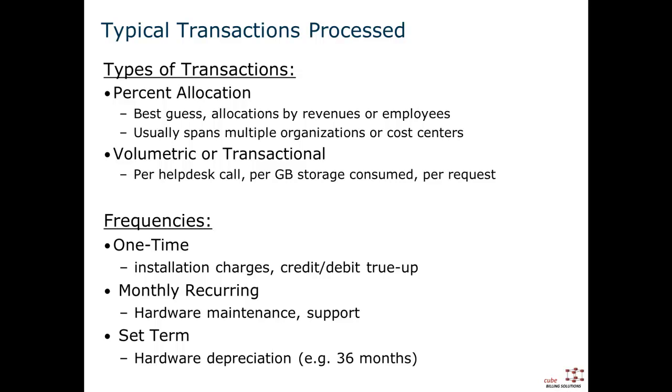And the third type of frequency that we see would be a set term. And a set term, the best example that we use would be hardware depreciation. You buy a piece of equipment, you do a straight line depreciation over 36 months, so it has a set start date and end date. But this could be used for acquiring land, buildings, or other terms that you have to run your business.